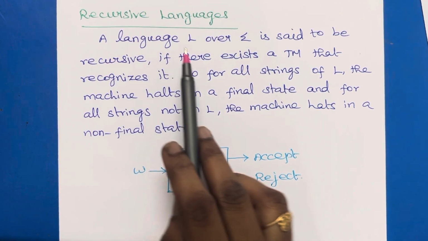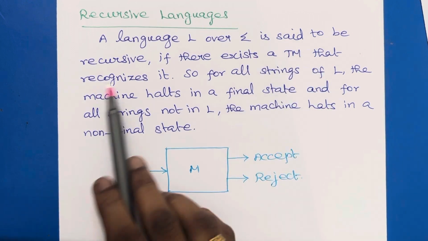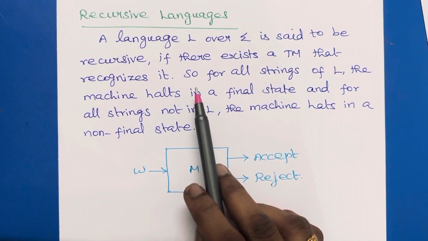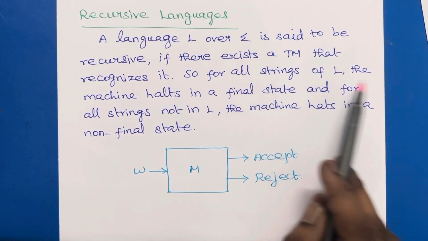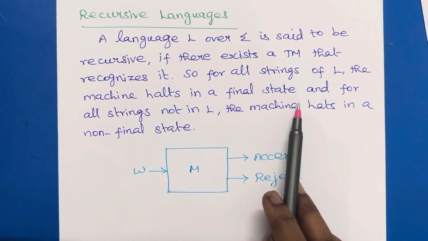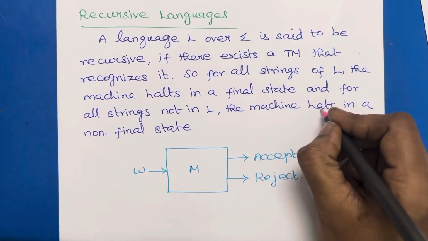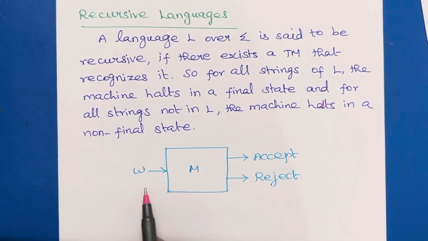So next one is recursive languages. A language L over sigma is said to be a recursive language if there exists a Turing machine that recognizes it. For all strings of L, the machine halts in a final state, and for all strings not in L, the machine halts in a non-final state. So here the input string W belonging to the language, if it is a correct input string, then the Turing machine will accept it. If the input string is a wrong input string, then the Turing machine will reject it.